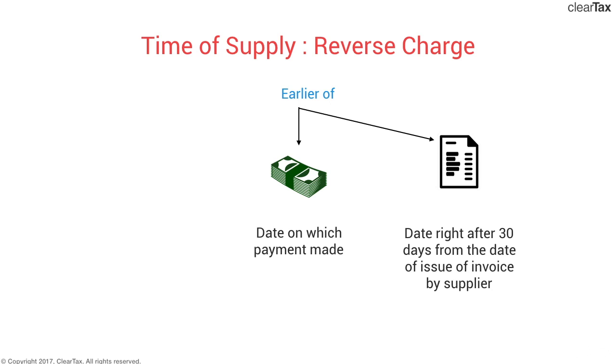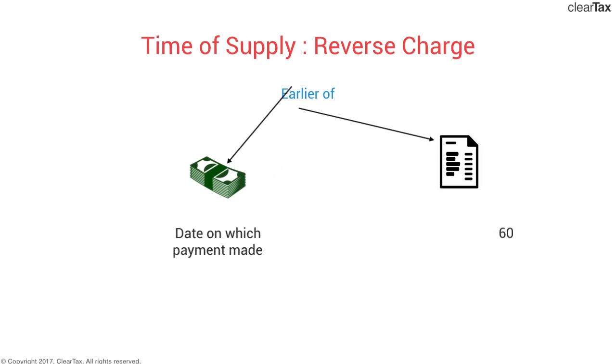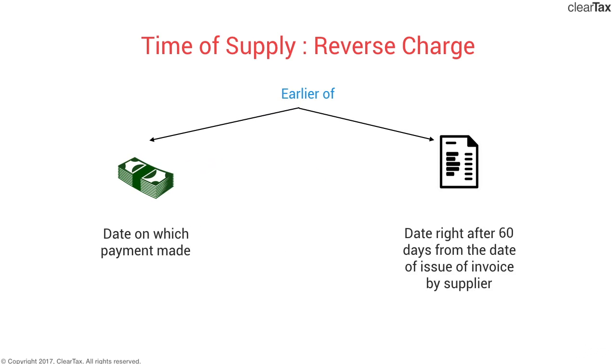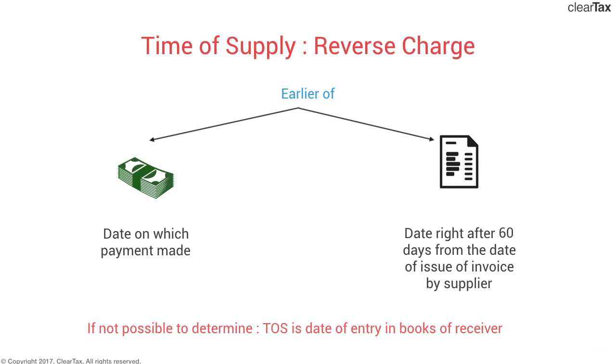Therefore, the time lag is assumed to be larger. So the date on which payment is made or the date right after 60 days, and not 30 days, from the date of issue of invoice by the supplier. Those are the 2 dates that you have to keep in mind. Like we'd seen in the case of goods under reverse charge, if none of these dates are determinable, then the time of supply would be the date of entry in the books of the receiver.